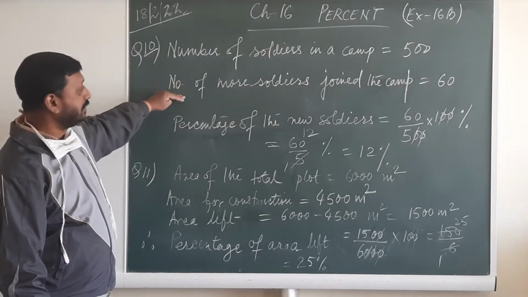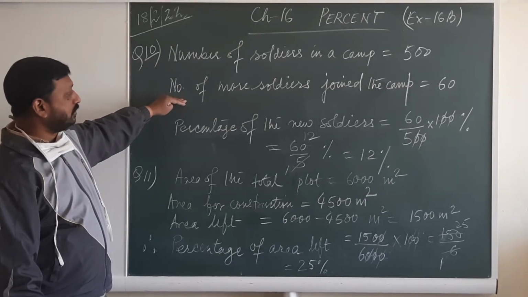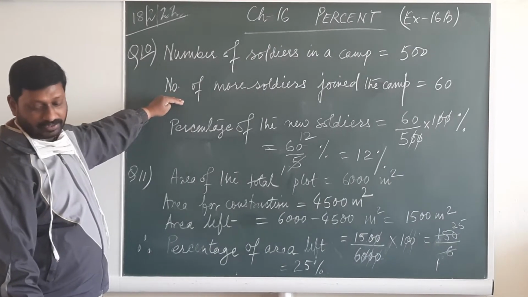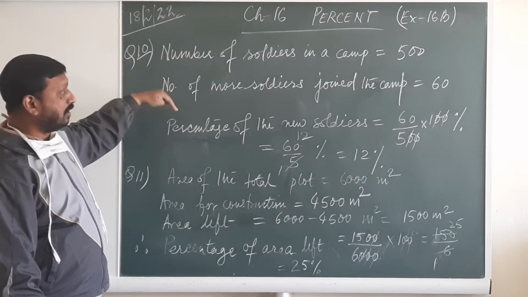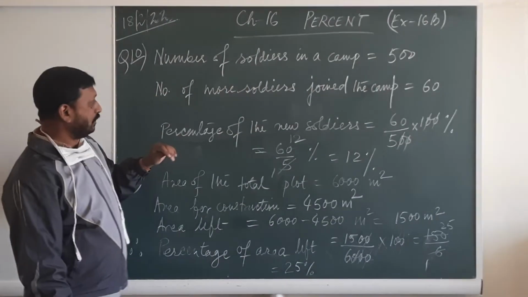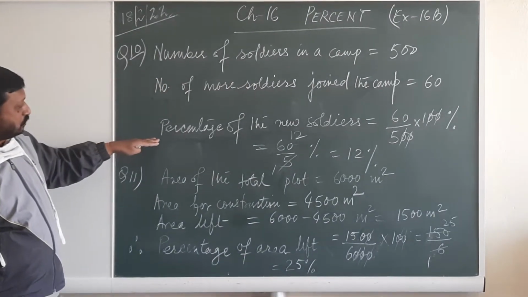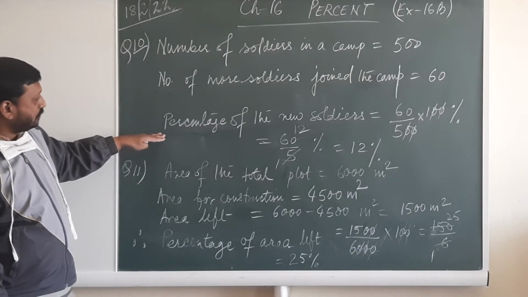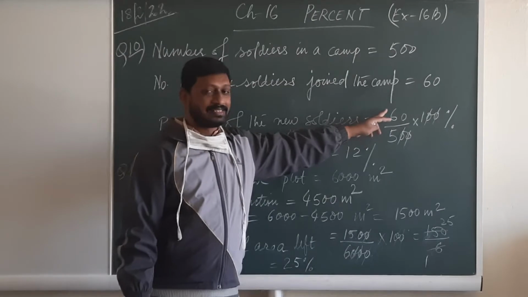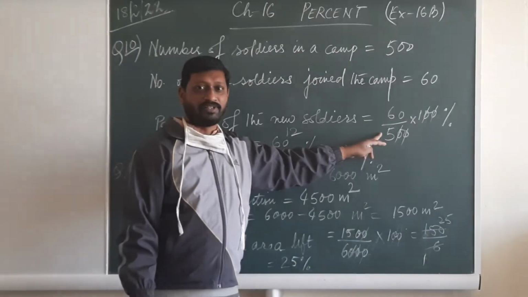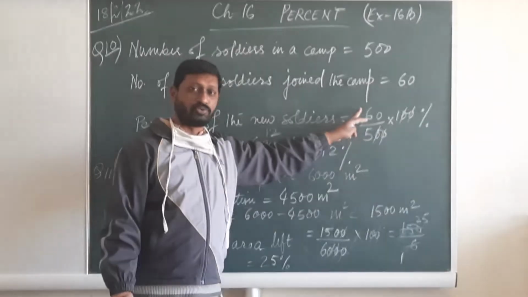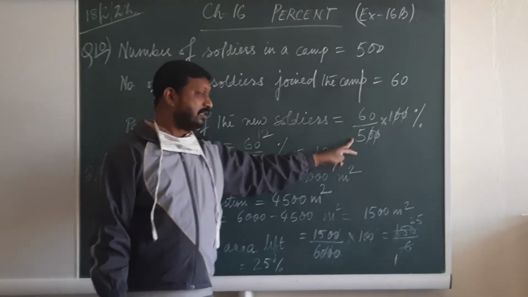That means these 60 soldiers who joined later, what percentage do they make with the earlier soldiers? So earlier soldiers is equal to 500. So that is what we have to calculate. So the next statement you can see is percentage of the new soldiers is equal to 60 divided by 500, because we have to calculate the percentage of these 60 new soldiers who joined out of the earlier soldiers.